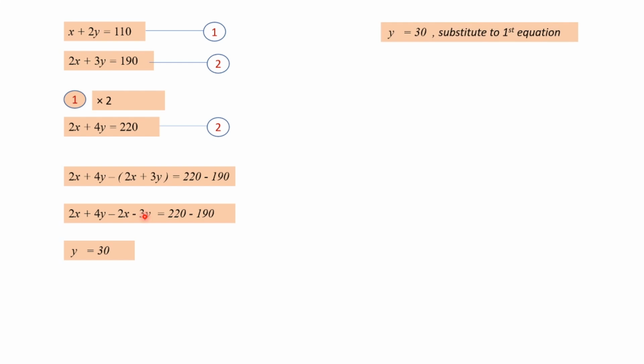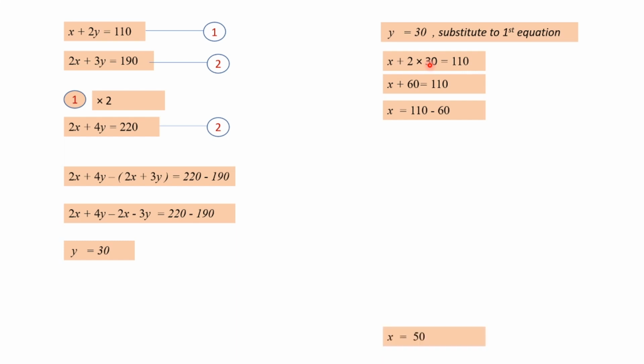Then y equal 30, I am going to substitute into my first equation. So what am I supposed to do? In the first equation I can see 2y, so I put 30 here. Then 2y means 2 into 30. Then I get x plus 60 equal 110. Then I can shift 60 to the other side. X equal 110 minus 60. Then the last value, x equal 50. Okay. Now you can see you got the y value is 30 and the x value is 50.